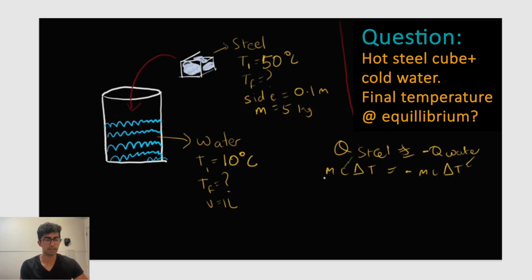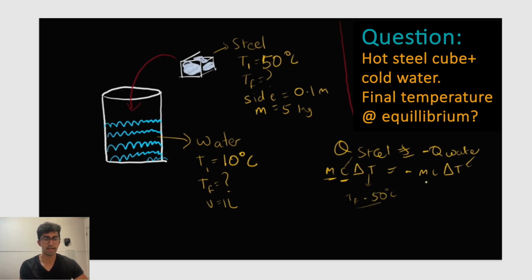You know the mass of steel is 5 kg. You know the specific heat capacity of steel. You can search it up online and definitely find the heat capacity of the specific steel that we probably mentioned in the question. And finally, you'd have a change in temperature, which would start off with your T final minus your initial temperature, which is 50 degrees Celsius.